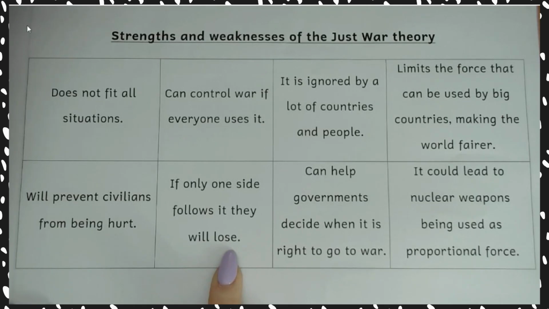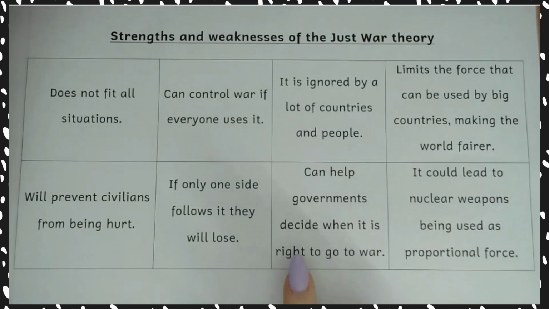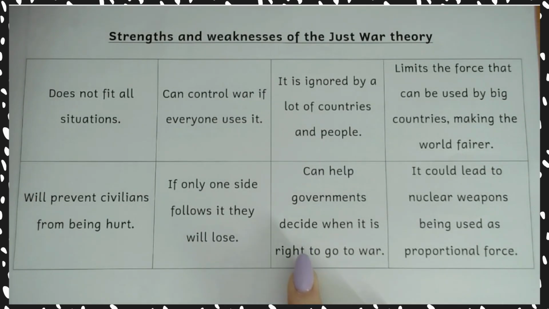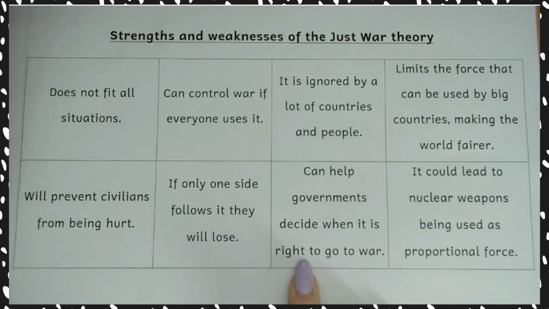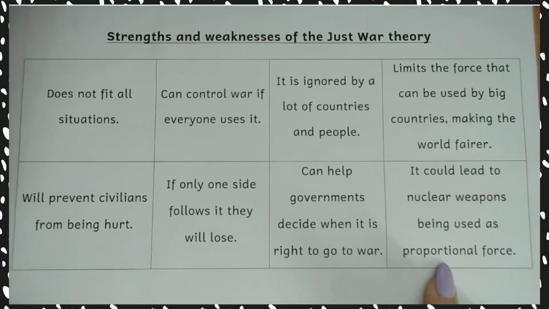However, if only one side follows it, they're going to lose, because if they're trying to do the right thing, it can cause a problem. However, it can help governments decide when it is right to go to war, so it can give them some criteria to which they then go, now we need to go to war, or not yet. And finally, it could lead to nuclear weapons being used as proportional force. If you've got two countries that own nuclear weapons, they might turn around and say, well, if they've got them, and so have we, let's use them.